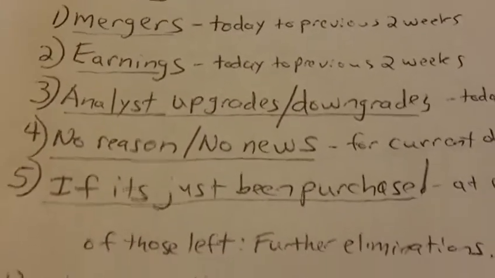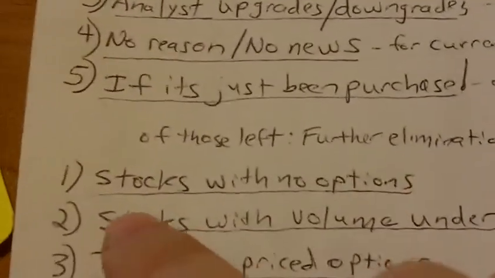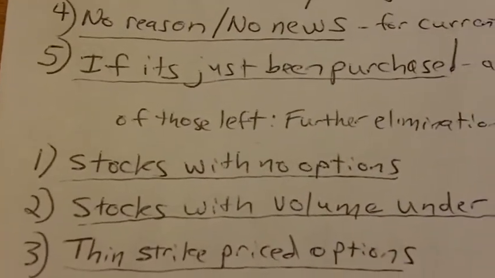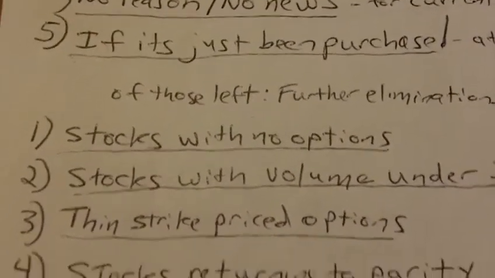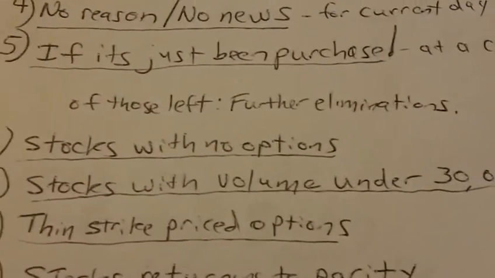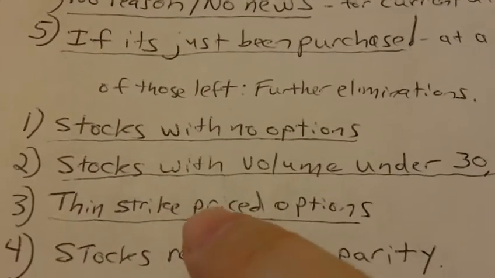Now, the stocks that are left, you want to go through them again. Number one, those stocks that have no options, okay, if they're not optionable, strike them. We're only playing with options here. Number two, if they have a volume under 30,000, you don't want to play with those because they start acting weird. You want volume over 30,000 only, okay?